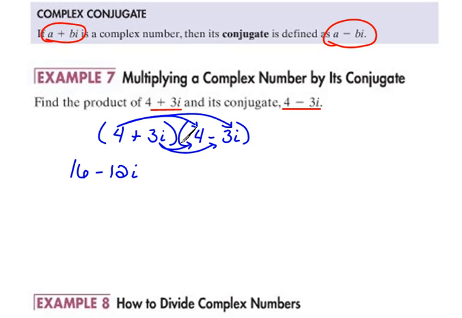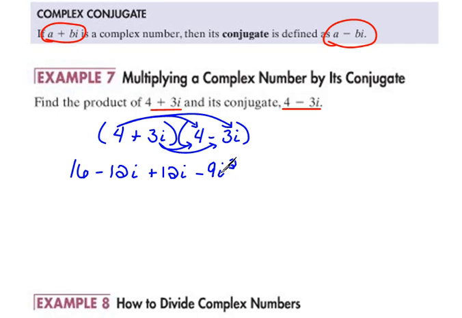So 3i times 4 would be a positive 12i. And 3i times negative 3i would be negative 9i squared. Okay, now I know that at some point you were itching to do something, but just relax. Wait till we get everything distributed through, and then we'll go back and we'll clean some stuff up.